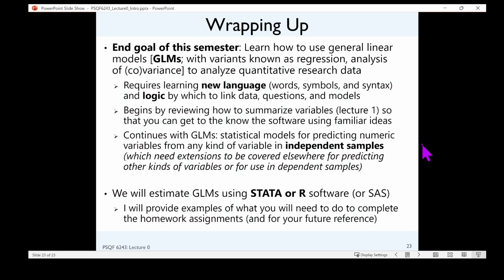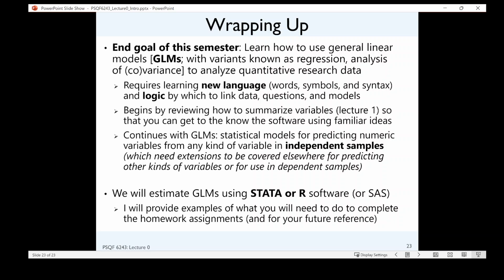So to wrap things up then, this semester we are going to learn general linear models, the specific variants of which have many different names, but teaching them from a unified perspective will allow them to be learned more easily, as well as the capacity to understand extensions to more complex models. What makes this hard is not the math, it's the language. So it's a combination of vocabulary and notation and syntax and the logic by which we can relate data to questions to models. So we're going to start with lecture 1 by just summarizing one variable at a time, try and review those basic concepts, and then we continue with general linear models for the rest of the semester.